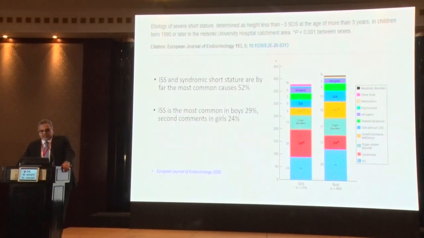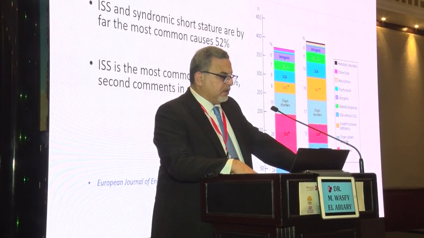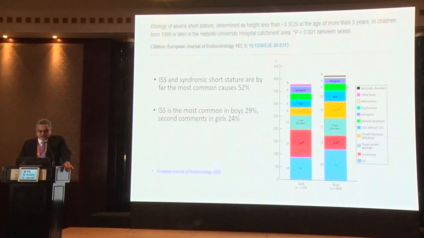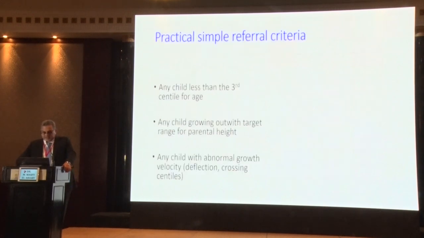This is a study from Helsinki, Finland, looking at children with severe short stature, -3 standard deviations, and you may notice that idiopathic short stature and syndromic short stature are by far the most common causes. 29% of boys have ISS and 24% of girls have ISS.